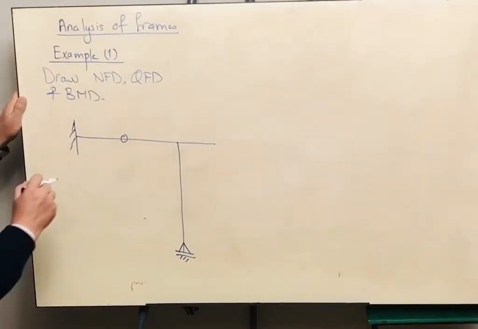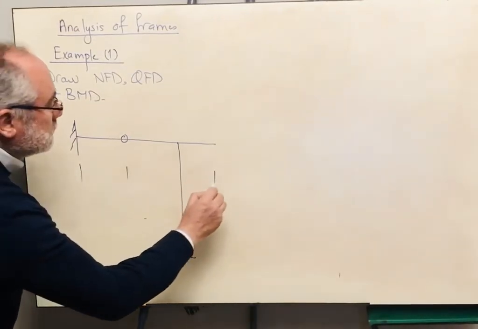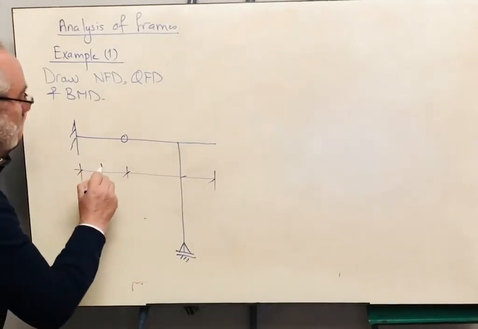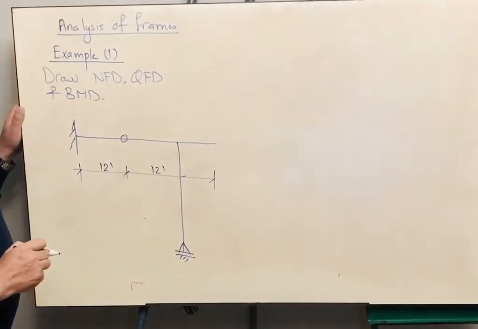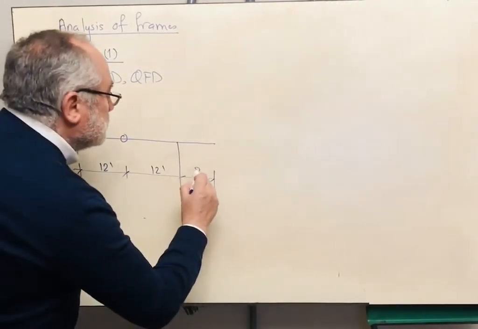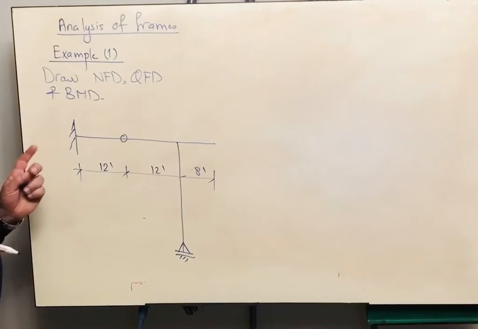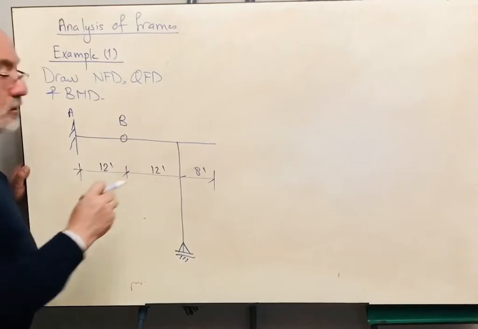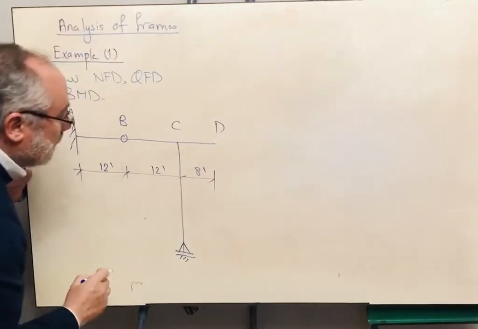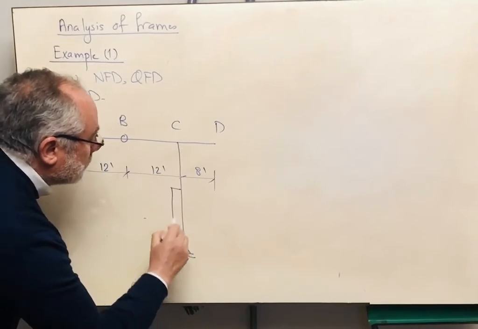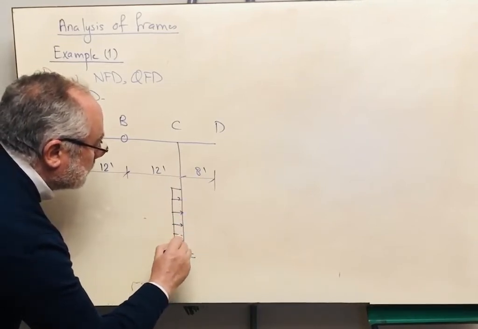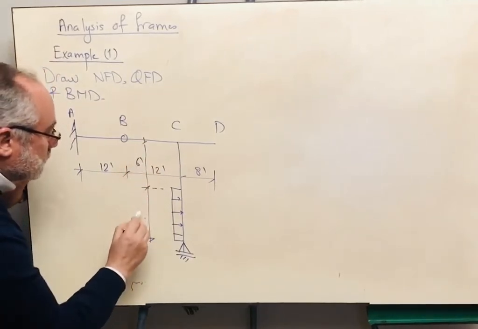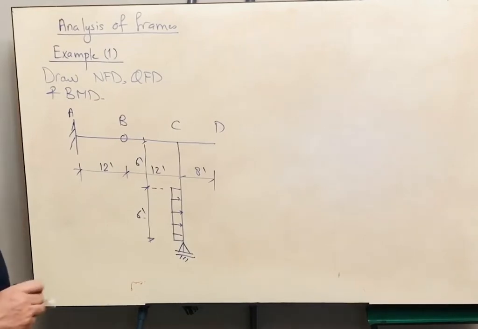Now we have a frame like this. These distances, we are having 12 foot, and 8 foot. We are having here fixed support and hinged support. This is point A, point B, point C, and D. And we are having here distributed load like that. This distance here is 6 foot and 6 foot, and the load is 5 kPa per foot.